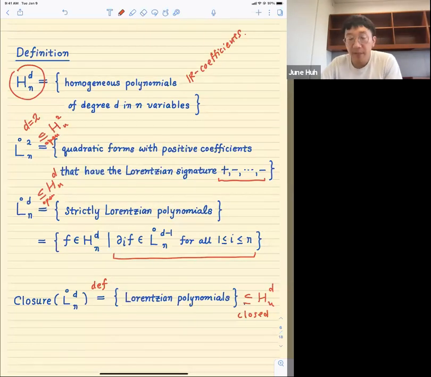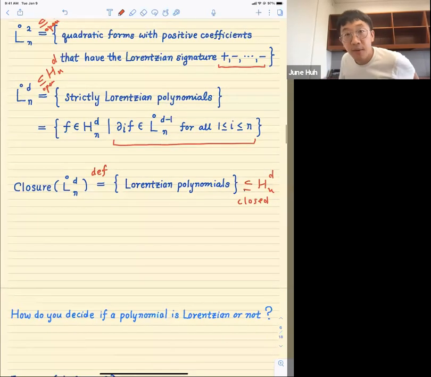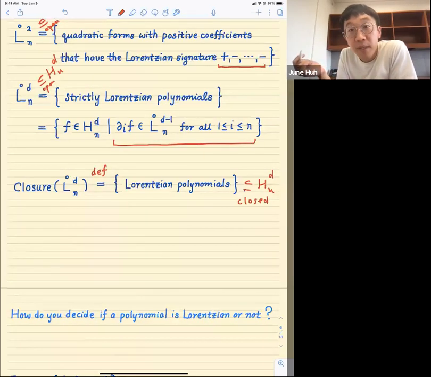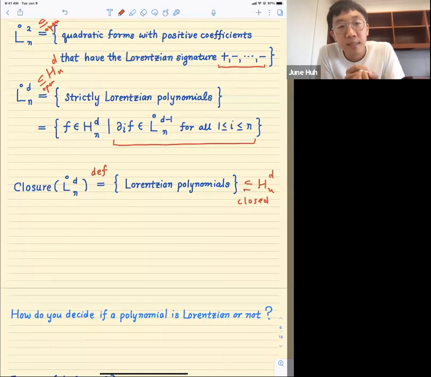So that is the definition, but forgetting the geometric picture for the moment, let's ask ourselves this question. This is a question in calculus, right? So you're given this definition. If somebody gives you a polynomial and your job is to check whether the given polynomial is Lorentzian or not, just looking at the definition, this question appears as if it is a very hard problem.